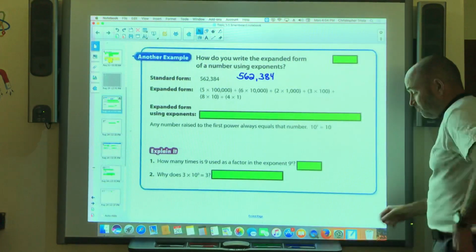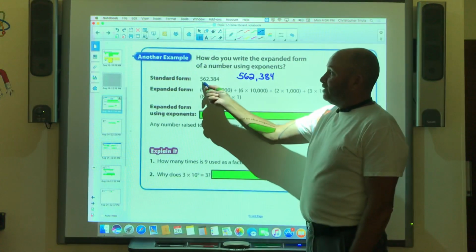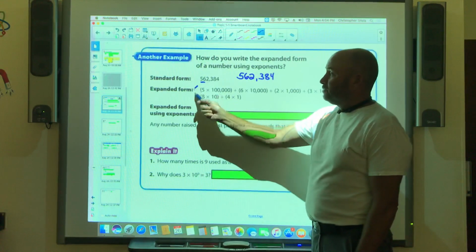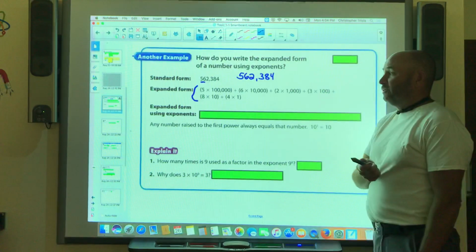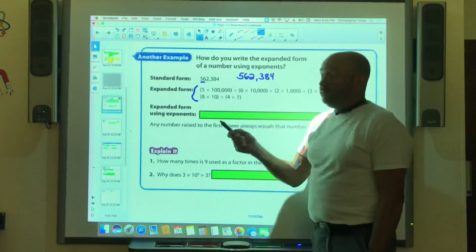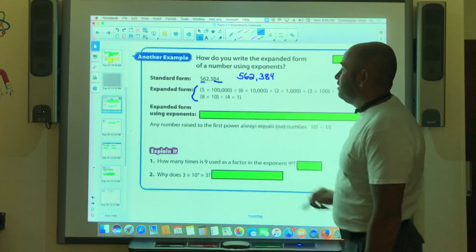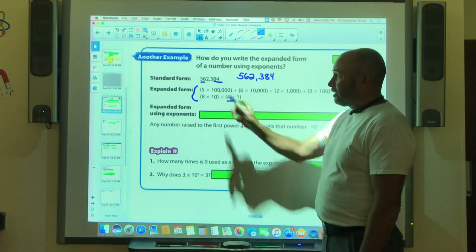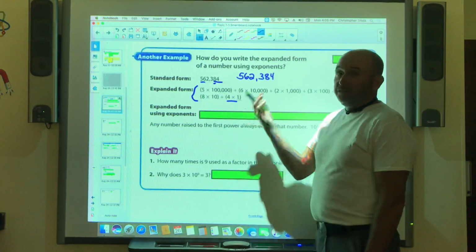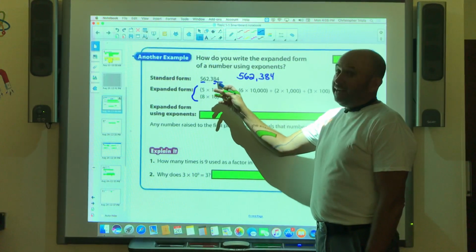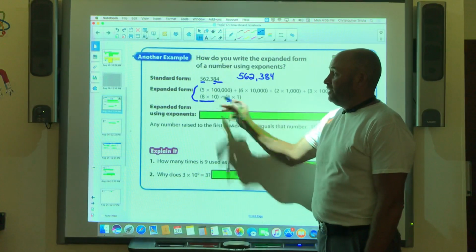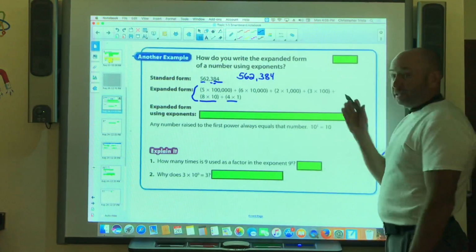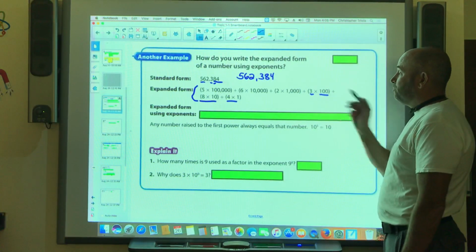So in this case, you can see that 562,384 in expanded form becomes all of that, okay? Basically, you take the 4. The 4 is in the ones place, so you would have 4 times 1. 8 is in the tens place, so it's actually 80, which would be expanded to 8 times 10. Then you have 3 in the hundreds place, so you would expand that to 3 times 100.